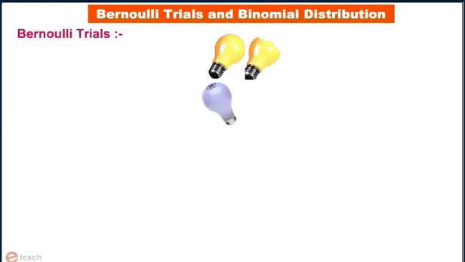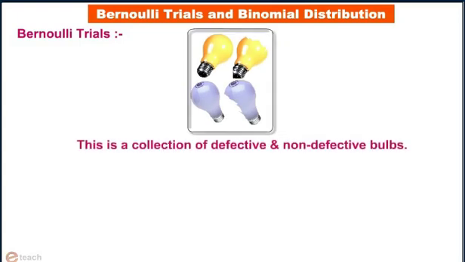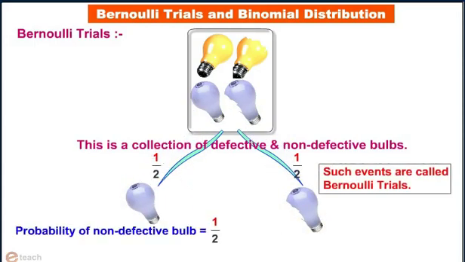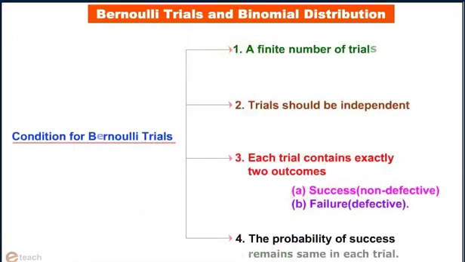Bernoulli trials and binomial distribution. There is a collection of defective and non-defective bulbs. Then the probability of a non-defective bulb is equal to half and the probability of a defective bulb is equal to half. Now you can understand this because all are equal in number. Such events are called Bernoulli trials.